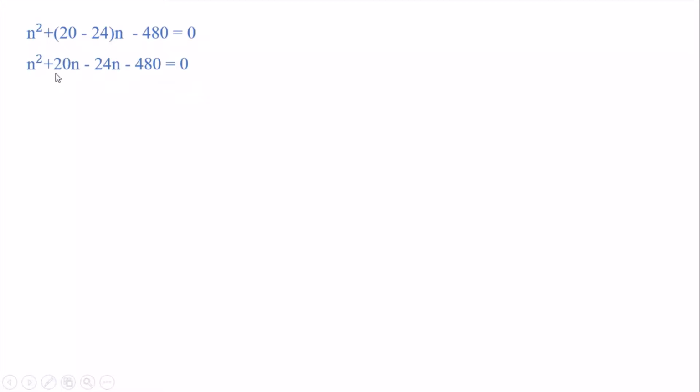Taking n common, we get n times (n plus 20) minus 24 times (n plus 20) is equal to 0. Therefore, (n plus 20) times (n minus 24) is equal to 0. Now, it means that n plus 20 is equal to 0 or n minus 24 is equal to 0. Therefore, n is equal to negative 20 or n is equal to 24.